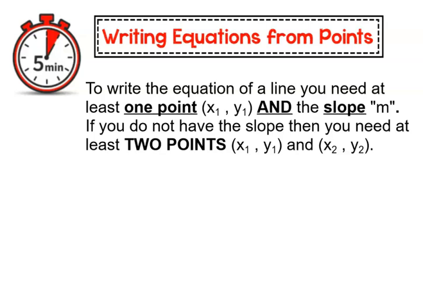Writing equations from points, either in a table or listed separately. In order to write an equation, you need to know one point and a slope. If you don't know the slope, then you need to be given at least 2 points so that you can find the slope. Let's take a look at an example.